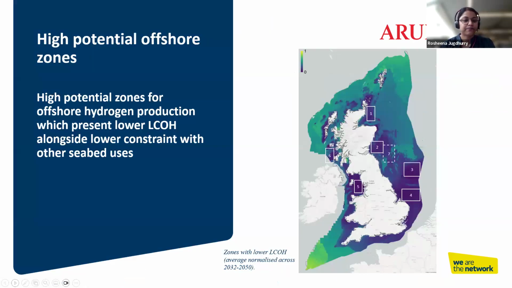Next one, please. So in summary, the zones identified through this analysis present lower LCOH alongside lower constraints with other seabed users, and therefore they represent the zones where we've got strongest opportunities for developing offshore wind and green hydrogen production projects. However, there are several other factors that would impact the decision of a single offshore site for a project like this, which should therefore be considered in more detail in future stages of development.